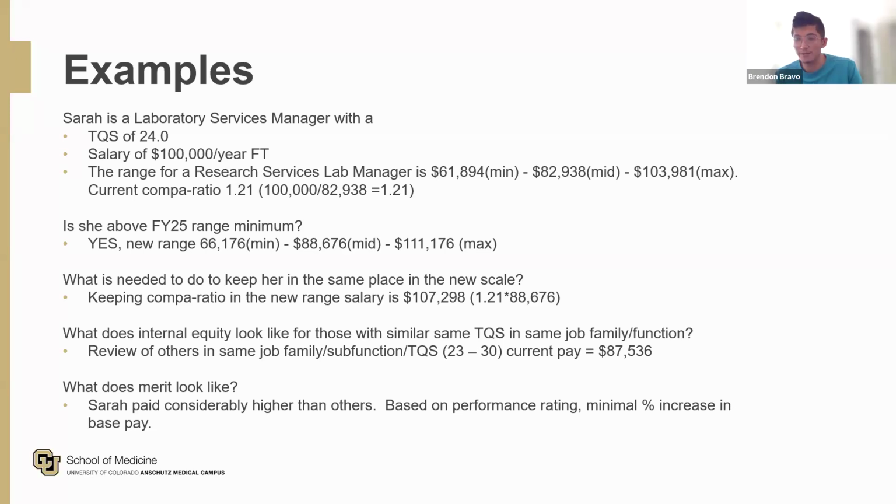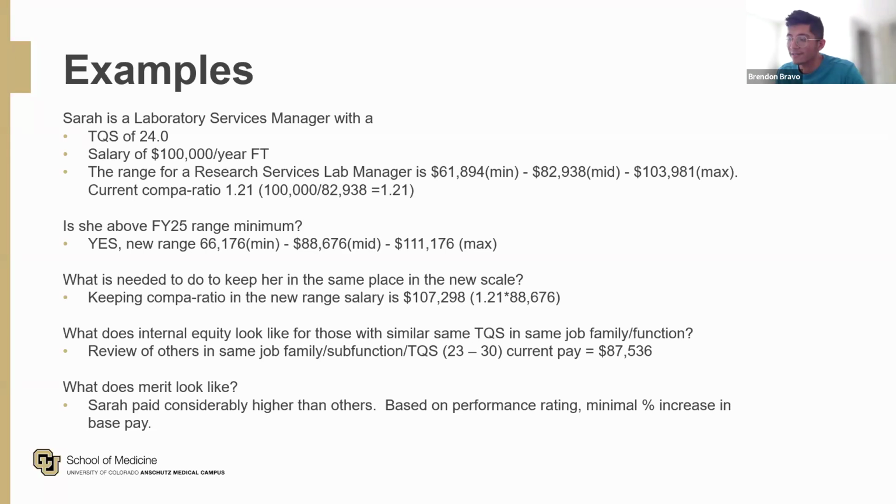Then, following the same questions we just followed for Sally, first, is she above the fiscal year 25 range minimum? Yes, she is. She's well above that. Next is what is needed to keep her in the same place on the new scale. Taking the same logic, taking her compa ratio and multiplying that by the new midpoint, her new range salary should be about 107,298.